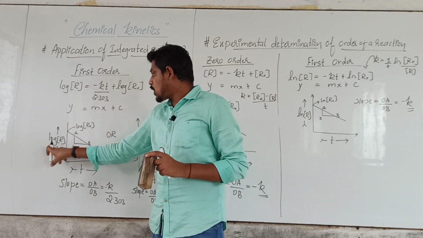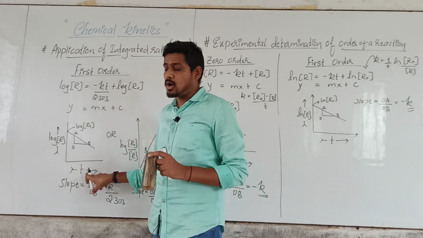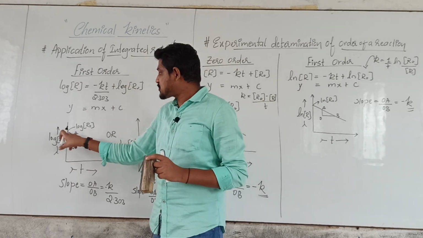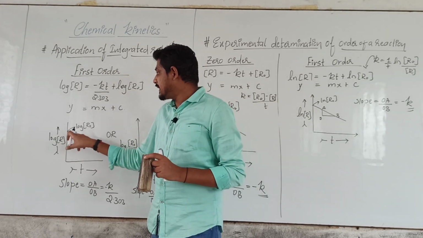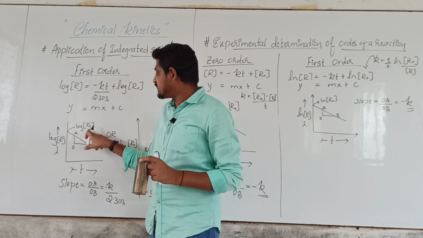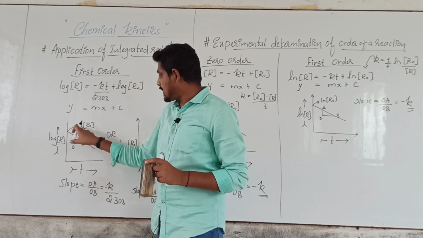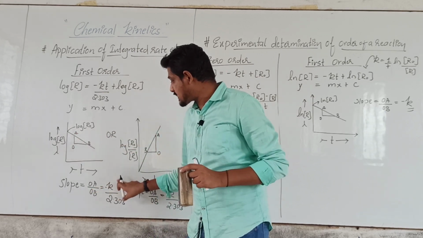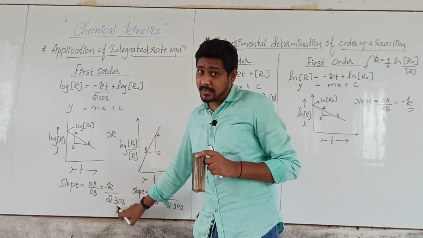Then again, when we plot log of r versus time, we get a graph like this. The point where this line meets the y axis is log of r naught, and the slope value OA upon OB will give you minus k upon 2.303.